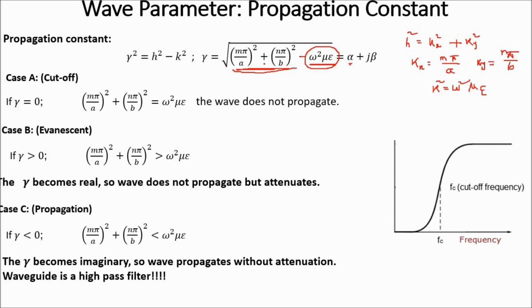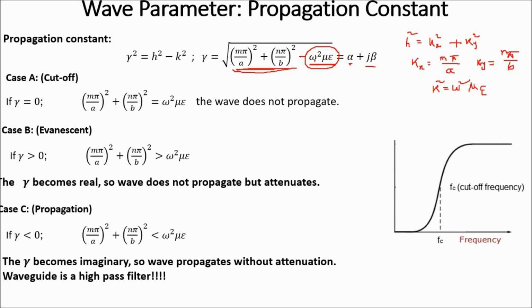And again, when omega square mu epsilon is higher than (m pi over a) square plus (n pi over b) square, then the square root will have a negative value inside. Then the square root of minus 1 is equal to j. So that means you will come up with an imaginary number, but at that time there is no real part.